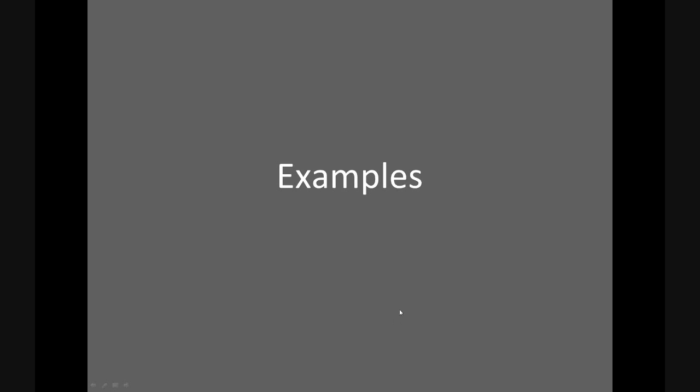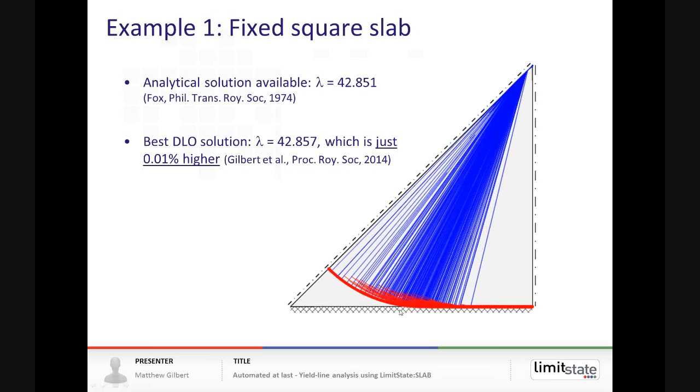Okay, so let's look at some examples. First example we looked at is quite an academic one. It's a fixed square slab. Actually, what we're doing here is looking at 1/8 of it. The analytical solution was found in the 70s to be 42.851. We found a very close numerical solution, 42.857. So identical in all but the last significant figure.